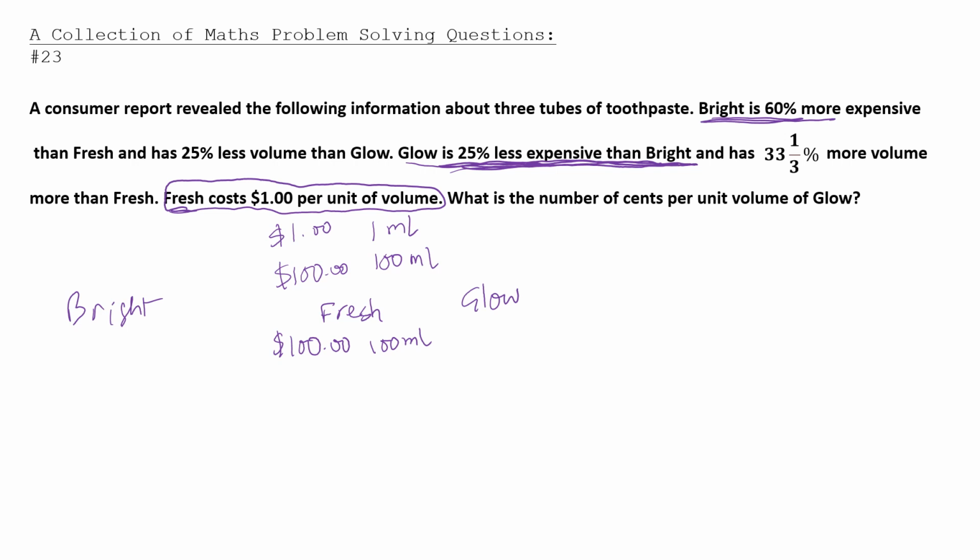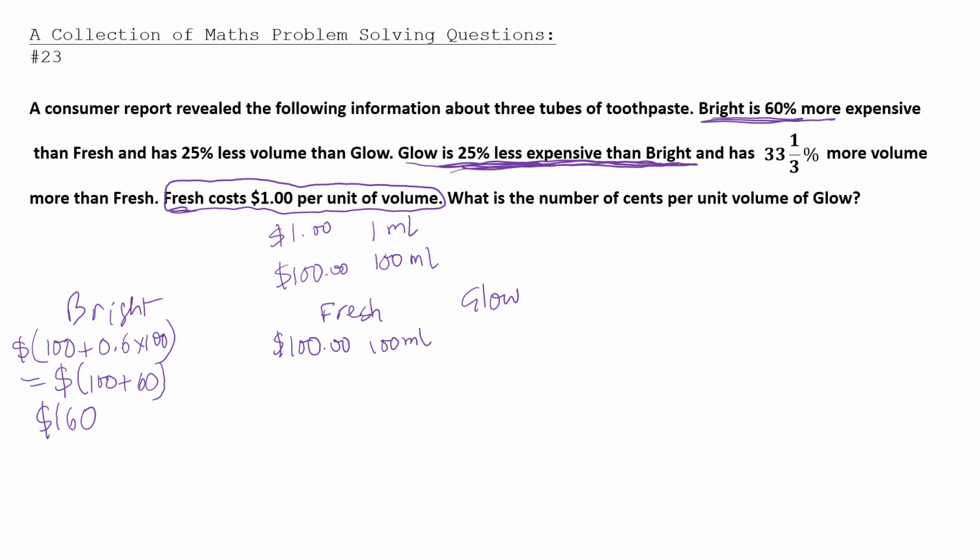So if Fresh costs $100, Bright would cost 60% more. That is $100 plus 0.6 times 100. Now you can work it out all mentally, but I'm going to go slow and work it out very slowly. So it is going to be 100 plus 60, and that is $160. So that's the cost of Bright.